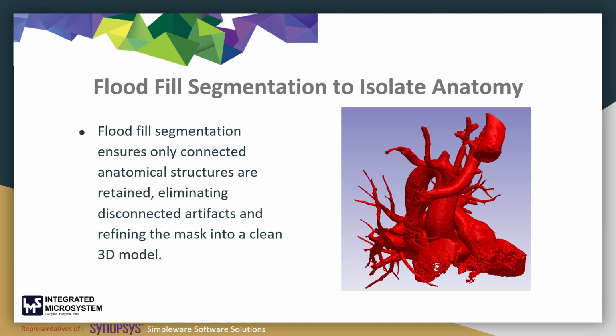This removes any floating or disconnected artifacts that were mistakenly captured during thresholding. Let's take an example. When segmenting an ascending aorta, a threshold mask might also capture part of descending aorta, pulmonary artery, or even cardiac chambers due to similar intensity values. Using flood fill from the root of the ascending aorta will exclude those distant but similarly intense regions, isolating a clean connected structure.